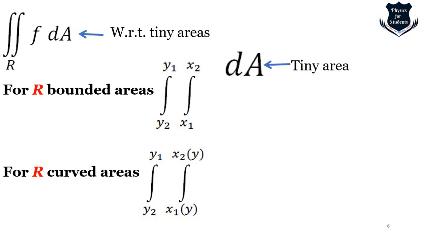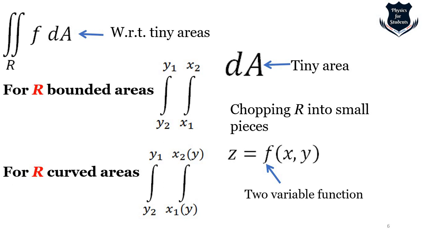So you see that dA is the tiny area and R is chopping it into small pieces, and z equals f of x, y, or either way these are two variable functions. So I just showed you how from a single integral we moved into a double integral, and the real reason for the double integral, moving from bounded or rectangular areas into curved areas, and how this changes.